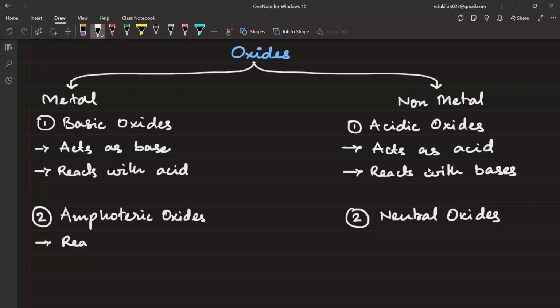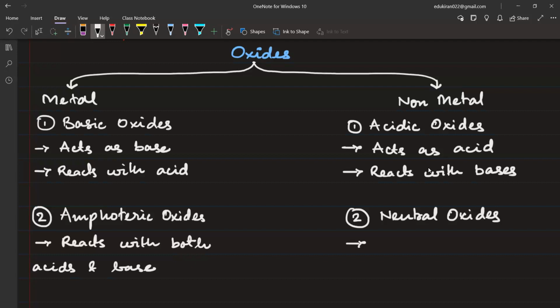They react with both acids and base. एसिड और बेस दोनों से वो रिएक्ट करते हैं. That means they have both the nature. यानी कि अगर आप उनको बेस के साथ डालिए तो एसिड की तरह नेचर शो करेंगे, अगर आप एसिड के साथ डालिए तो वो बेस की तरह नेचर शो करेंगे. ठीक है. What are amphoteric oxides? They react with both acids and bases.